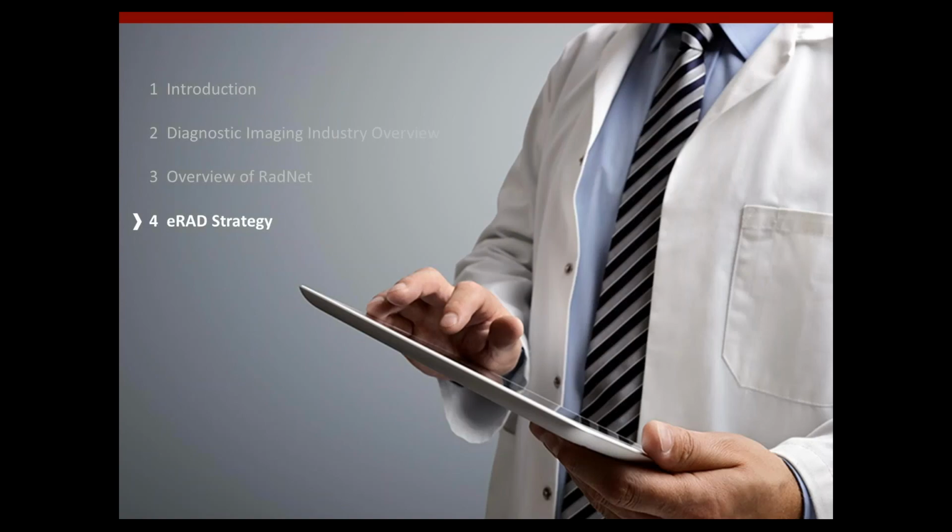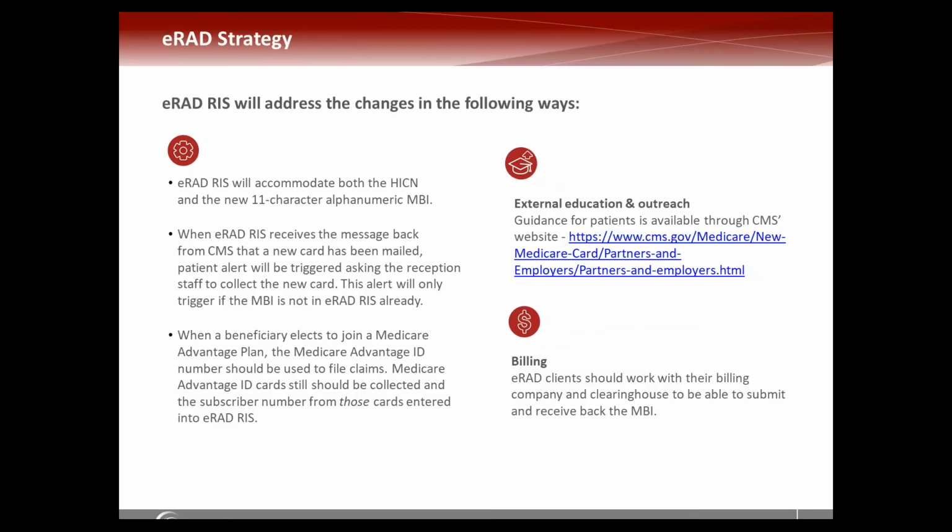So what's eRAD's strategy for this transition? Well, eRAD has decided to address the changes in the following ways. First of all, eRAD RIS will accommodate both the HICN and the new 11-character alphanumeric MBI. When eRAD RIS receives a message back from CMS that a new card has been mailed, a patient alert will be triggered, asking the reception staff to collect the new card. This alert will only trigger if the MBI is not in eRAD RIS already.